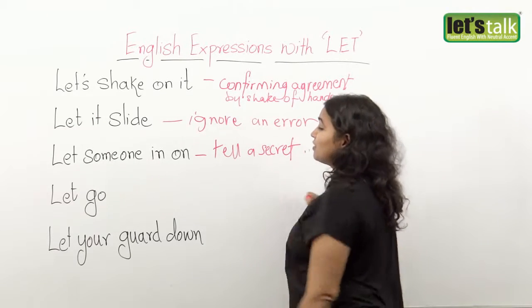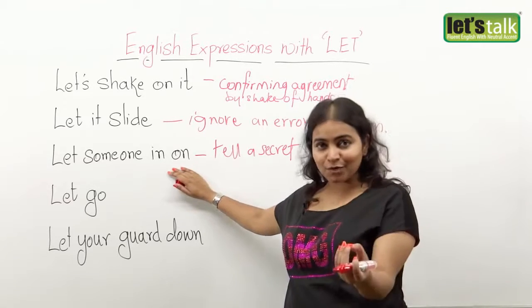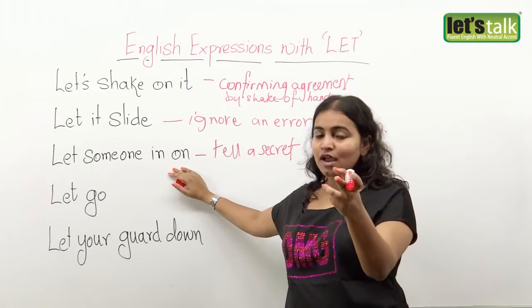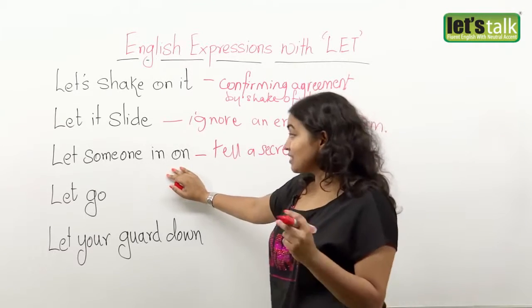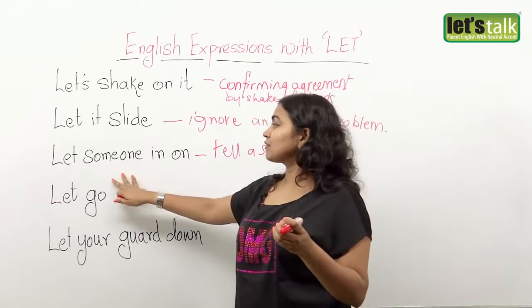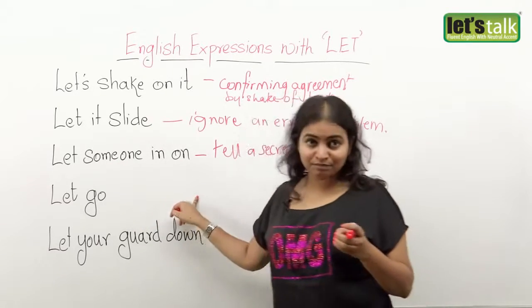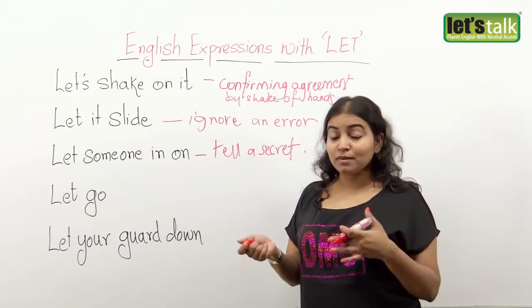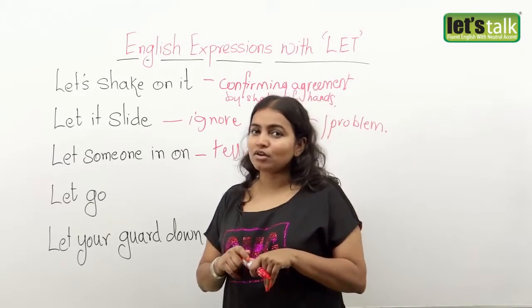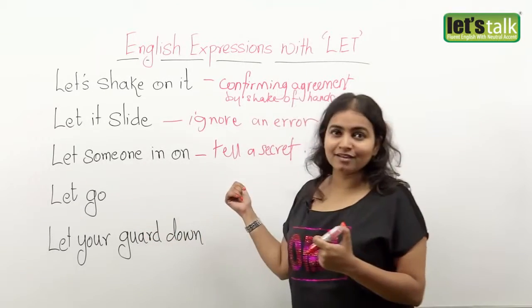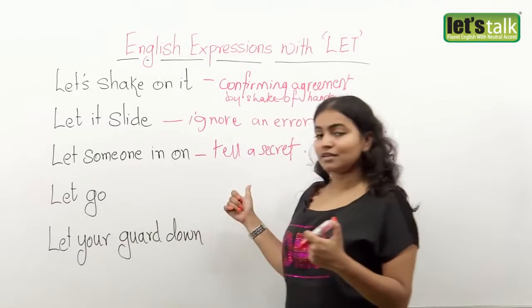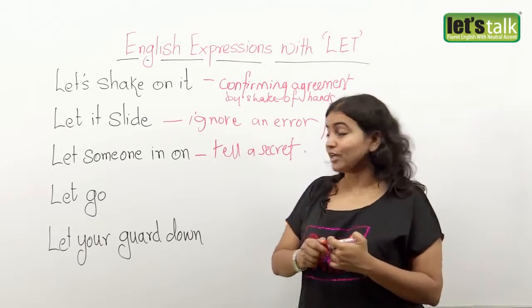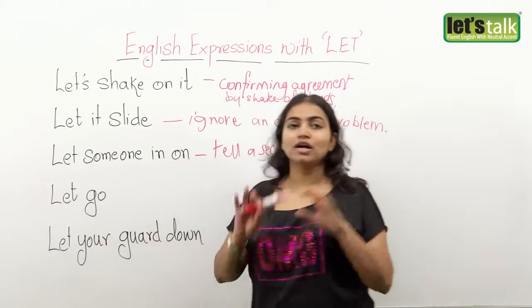Okay. So when you want to tell someone a secret, you are letting someone in on something that you know and that other people don't know. So I can say something like, I will let you in on something. Now, Maria got the job because she was dating the boss's brother. Okay, that's a secret, yeah? So when you let someone in on something, you are telling them a secret that only you and very few people know, right? And the next one is to let go.